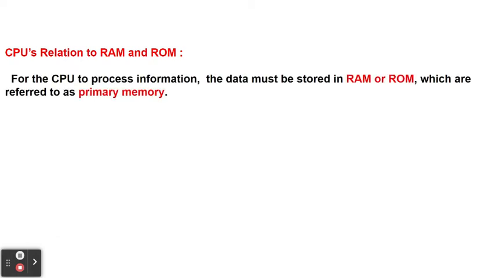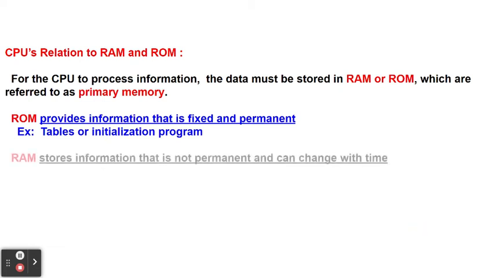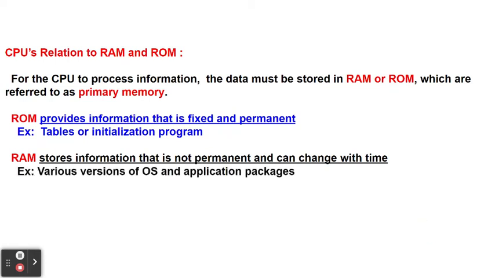What's the relationship of the CPU to RAM and ROM? For the CPU to be able to process information, the data must be stored in RAM or ROM, which are known as primary memory. The ROM provides information that is fixed and permanent, and examples of this are tables or initialization programs. The RAM stores information that is not permanent and can change with time. For example, various versions of operating systems and application packages are stored in the RAM upon booting.